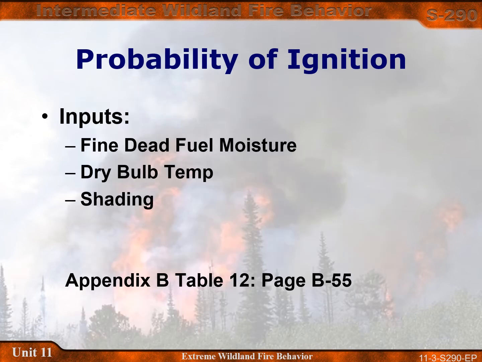In order to find probability of ignition, you will need three things: your fine dead fuel moisture, your dry bulb temperature, and whether or not the fuel bed is shaded. To determine this, we will be using the Appendix B, Table 12. This is found on page B55.